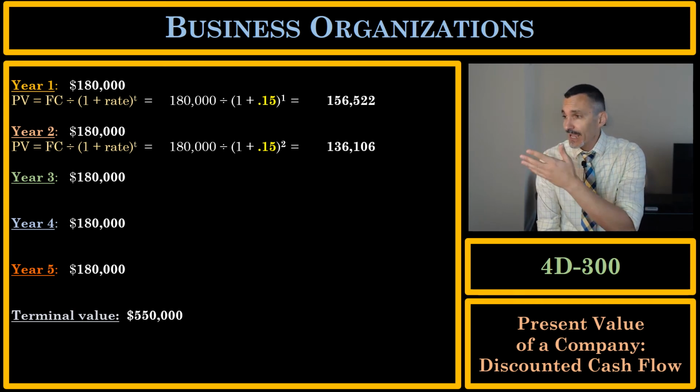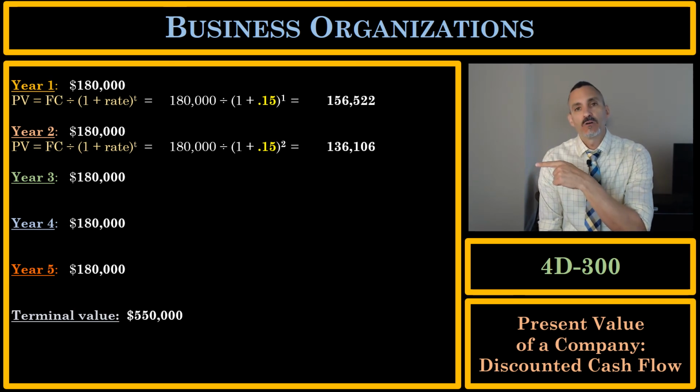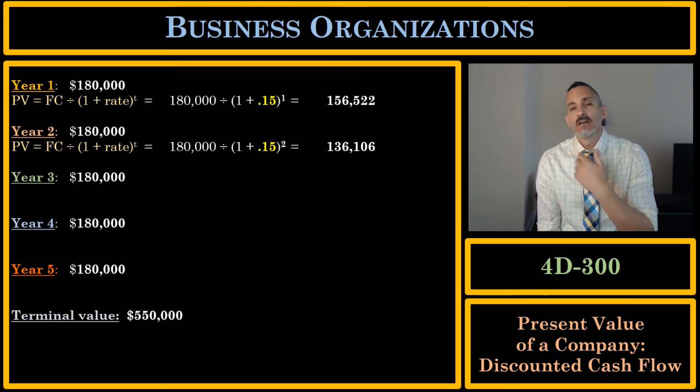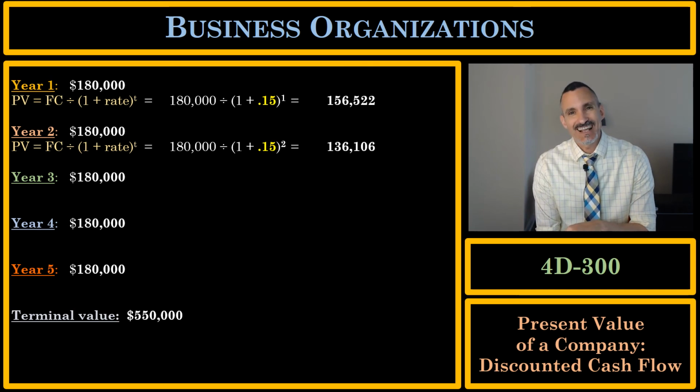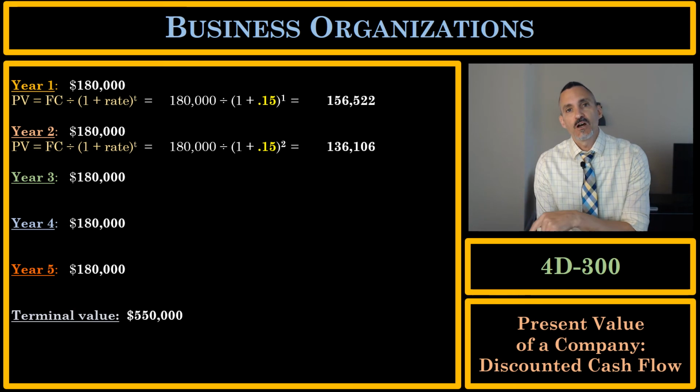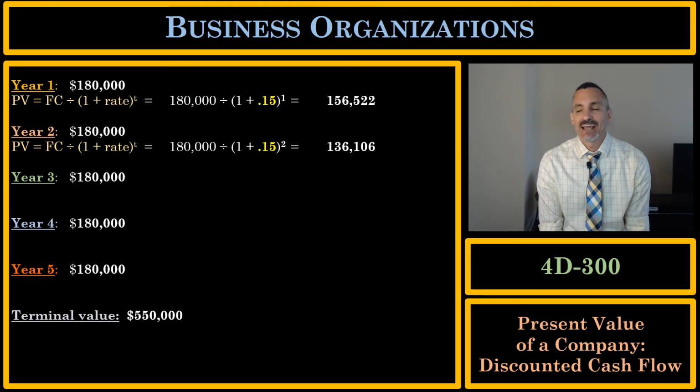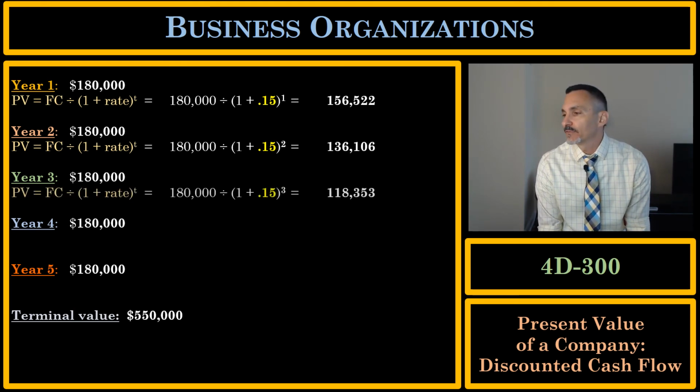And so if we look at our formula, we do this squared to the power of 2: 1 plus the rate to the power of 2 squared, and then we get our present value. So if I invest $136,000 today to receive a cash flow in 2 years, I expect that future cash flow to be $180,000.